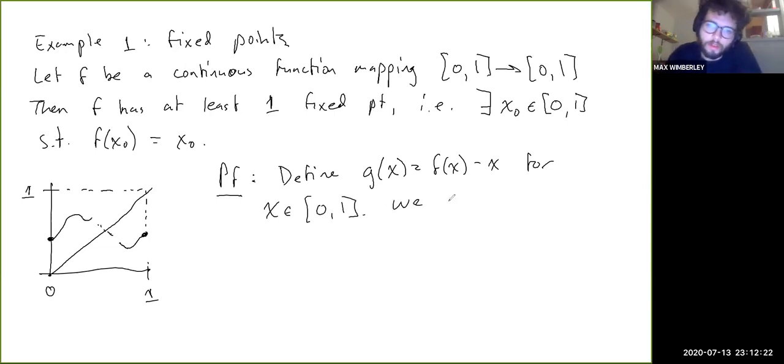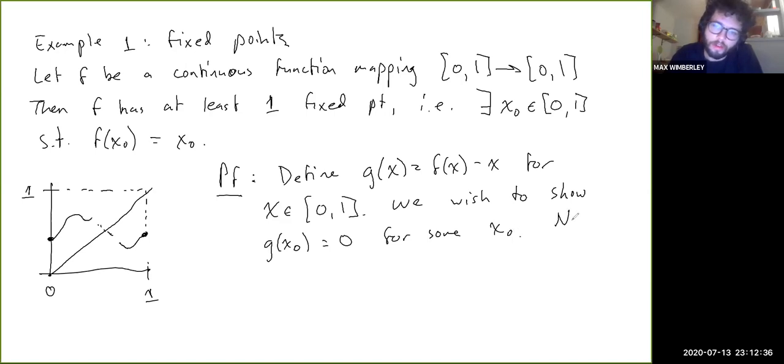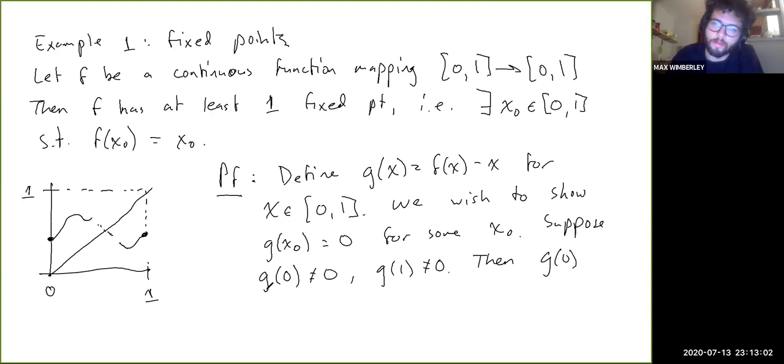Okay. We wish to show g of x naught equals 0 for some x naught, right? So suppose g of 0 is not equal to 0 and g of 1 is not equal to 0, right? Then g of 0 is greater than 0, right? Because g of 0 equals f of 0, and of course f of 0 has to be greater than or equal to 0. So if g of 0 is not equal to 0, then g of 0 is greater than 0, okay?